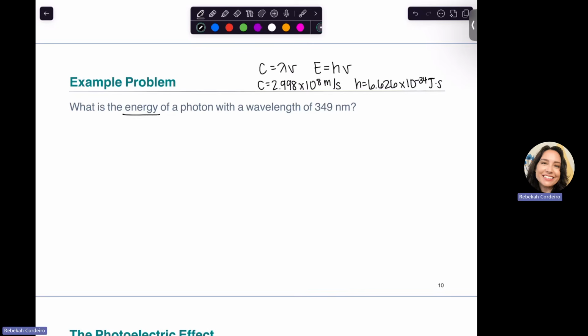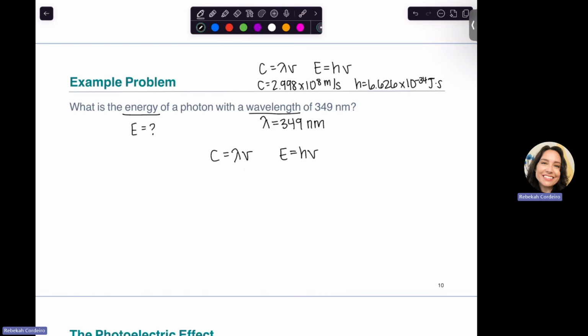So we want to know the energy of a photon, and the wavelength is 349 nanometers. And I'm trying to relate energy and wavelength. Well, they don't belong in the same formula, so I have to solve for frequency in one of the formulas and then plug it in. So this one already says energy equals. I'm going to leave this one alone. So what we're going to do is solve for frequency here and then plug it in where it says frequency here to get our relationship.